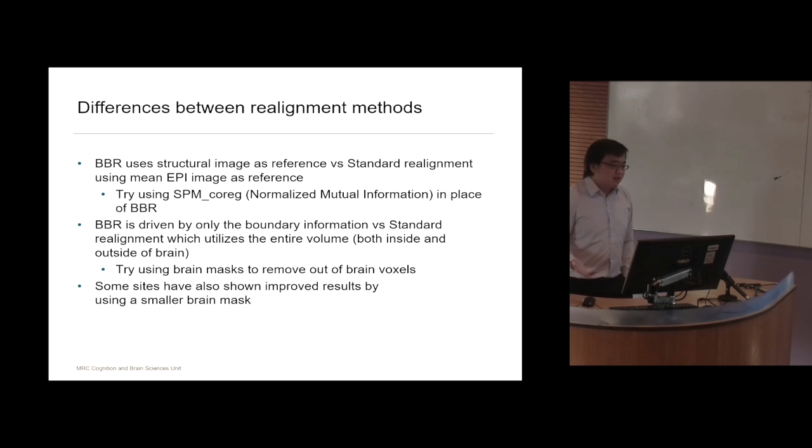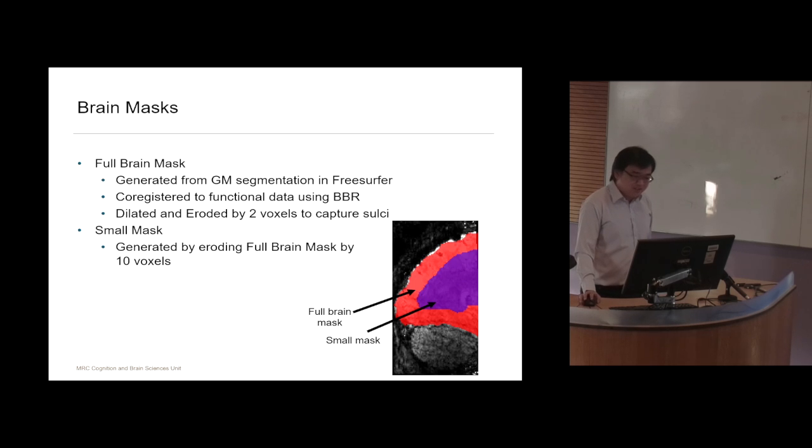Another difference is that BBR is driven only by boundary information, whereas what we've done in SPM uses the entire volume, so both voxels inside and outside the brain. So it could be that the out of brain voxels are messing up the SPM realignment. Another thing that we could try was using a brain mask to remove out of brain voxels. There have also been some other sites that have shown improved results if they use a much smaller brain mask. Because of that, I generated 2 masks that I wanted to try and run the data by.